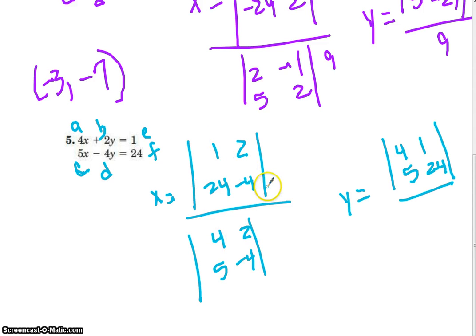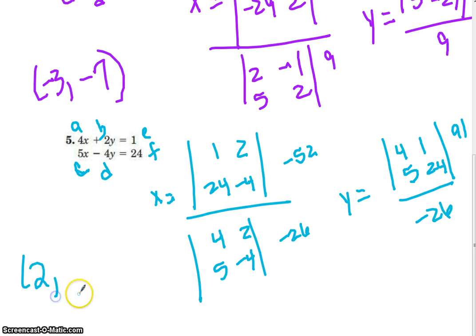So we've got -4 minus 48, so that would be a -52. We have -16 minus 10, so that would be a -26, which puts a -26 here. 4 times 24 is 96, minus 5 is going to give you a 91. -52 divided by -26 is a 2, and 91 divided by a -26 is a -3.5. So that's your solution. That's all there is to Cramers Rule, but you've got to be able to do a determinant first.